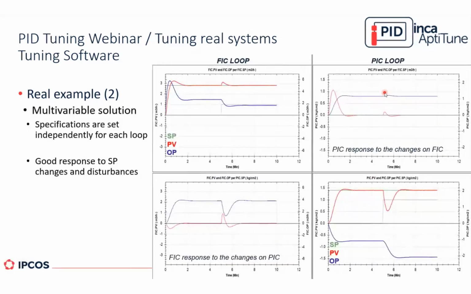And so when we are using aptitude here, what we can do is just set specifications for each loop independently, and then we click a button. And you see the responses here for the flow controller, right? So this is the one that we want more aggressive response. And this is the pressure controller. So yeah, it's very easy, very straightforward to tune both loops at the same time, right?